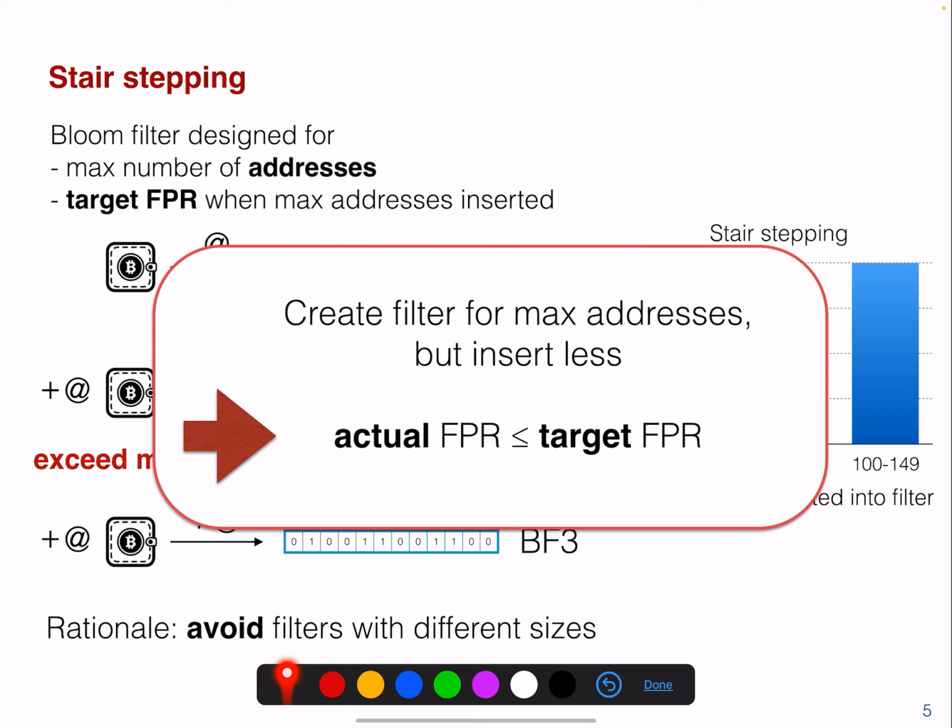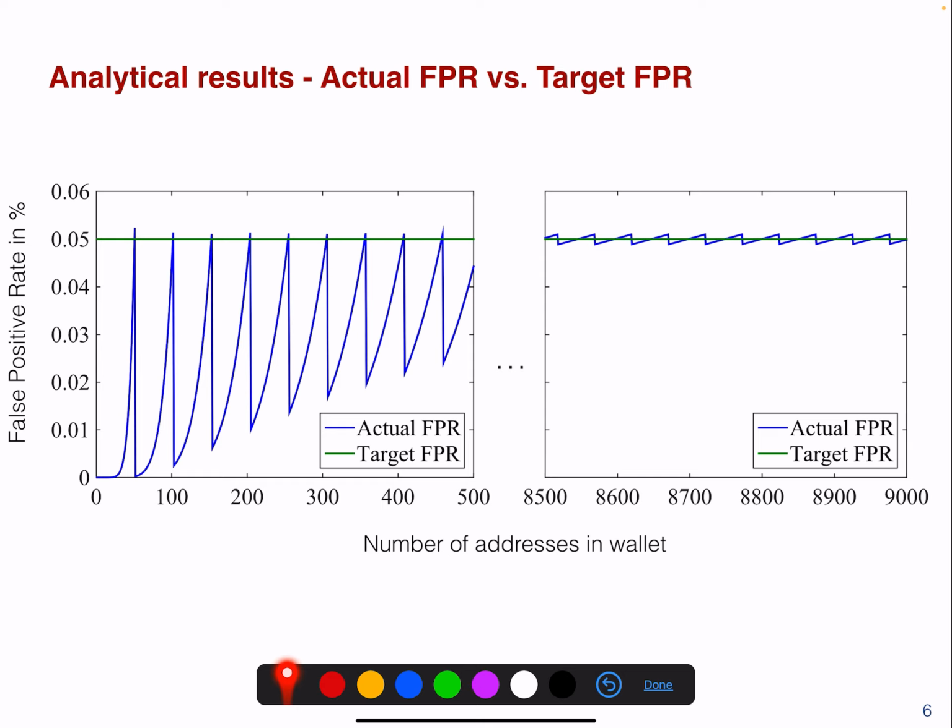So unfortunately, you create a filter for max addresses, but you insert less. So the actual false positive rate is quite inferior to the target false positive rate, as we will see in the analytical results. Here we can see how the actual false positive rate and target false positive rate don't match, right? Up to 50 addresses, you can see that around 25 addresses the false positive rate is really low, almost 0%. And only at the very end here, it reaches this target false positive rate of 0.05%.